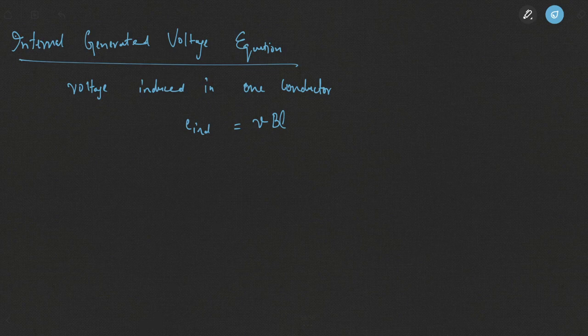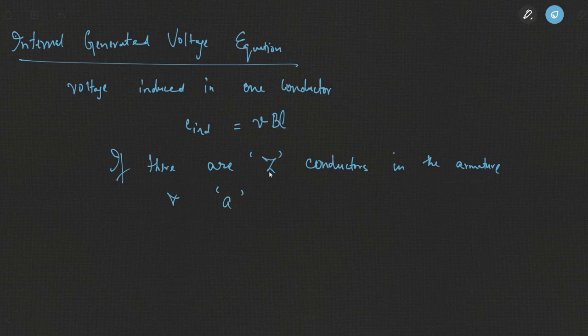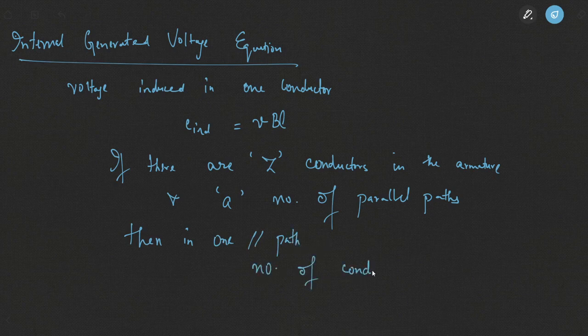Now we know that if there are Z conductors in the armature of the DC machine, and A number of parallel paths, then in one parallel path the number of conductors will be Z divided by A. Z is the total number of armature conductors, and A is the number of parallel paths in the armature of the DC machine.